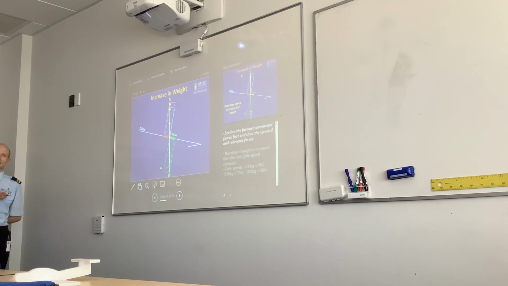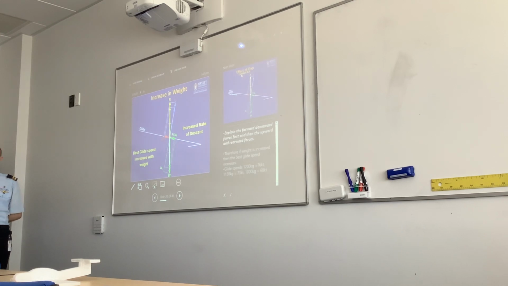And this is where you can relate it to your best lift to drag ratio. The heavier the aeroplane is, the higher the airspeed needs to be to still be at the best lift to drag ratio. So we are going faster down the slope, and that means that there will be an increase in drag. And if we resolve the new drag and the lift, we get a resultant equal to the new weight. So our best glide speed increases with an increase in the weight.